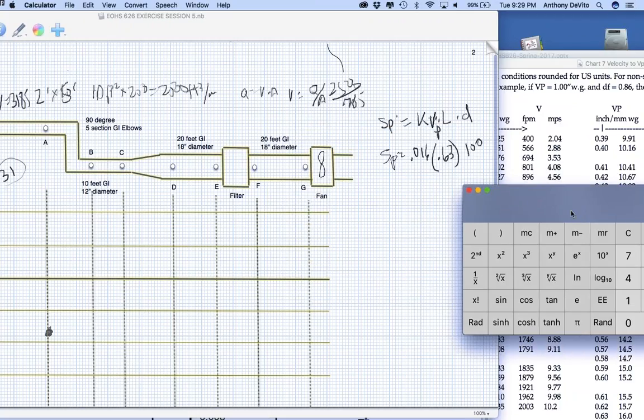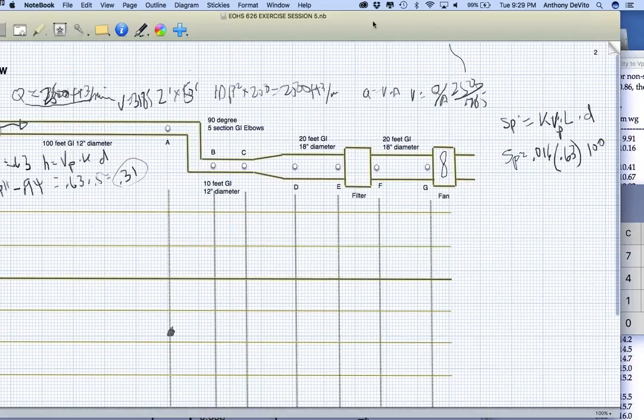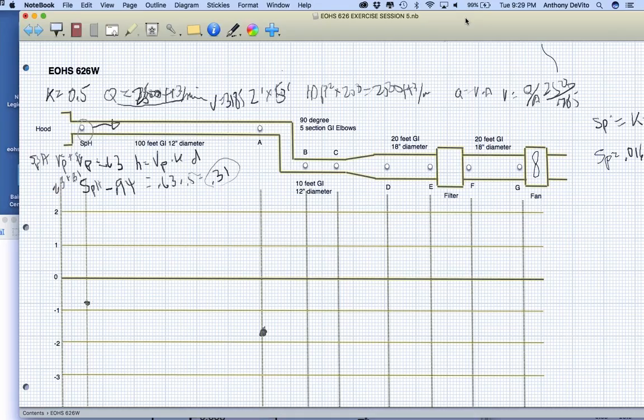So now the suction pressure before, in order for this hood to work, we need negative 0.94 inches of static pressure there, right? And in order to have that there, we have to have another inch of static pressure at this point because we're going to lose it to that length of ductwork. So we have to make up for that loss.